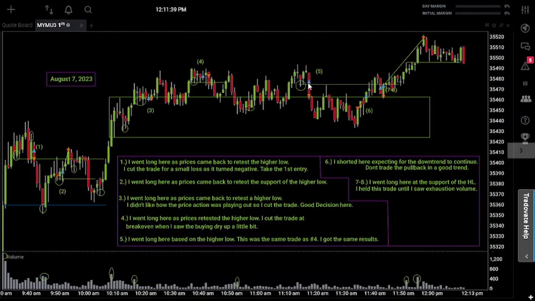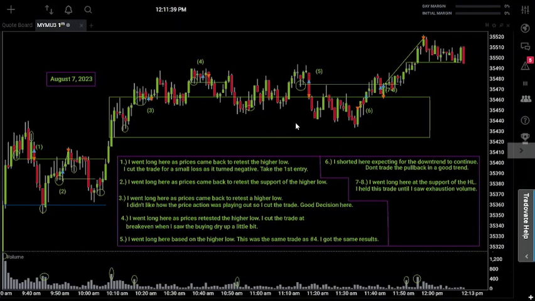And then if you look at trade number 5, I actually came back and did the same thing. So I went long here based on the higher low, and this was the same trade as number 4, and I got the same results. So even in the same session, trying to go long at higher prices, it just doesn't work too often.